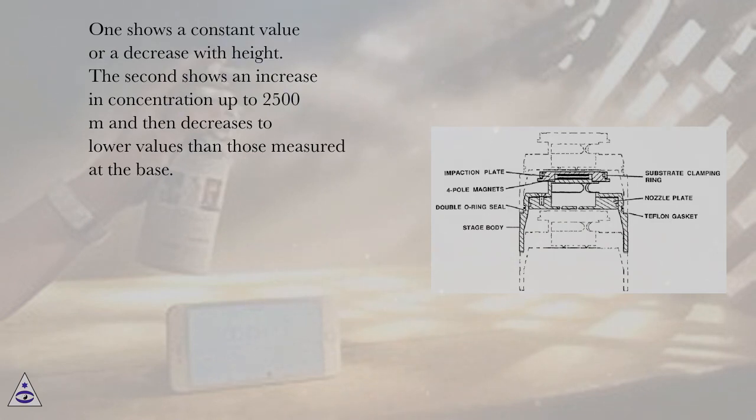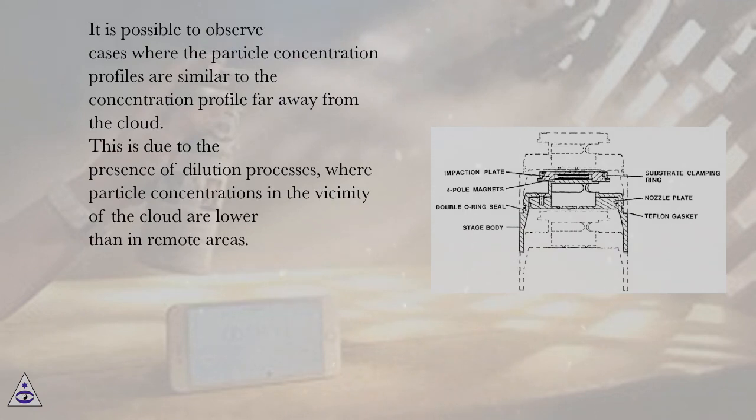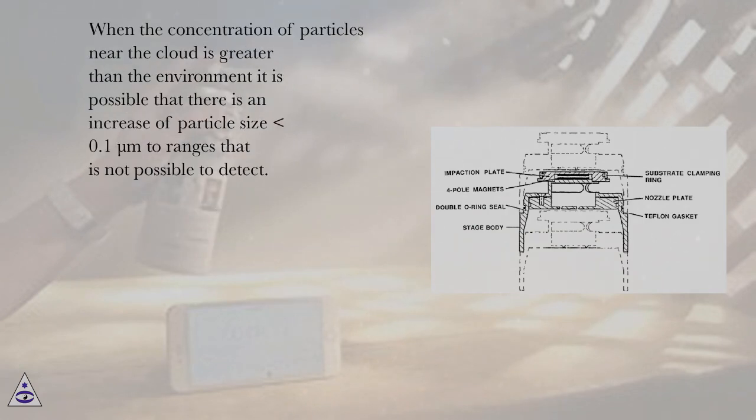at the base. It is possible to observe cases where the particle concentration profiles are similar to the concentration profile far away from the cloud. This is due to the presence of dilution processes, where particle concentrations in the vicinity of the cloud are lower than in remote areas. When the concentration of particles near the cloud is greater than the environment, it is possible that there is an increase of particle size less than 0.1 into ranges that is not possible to detect.